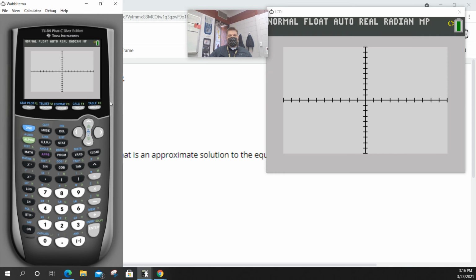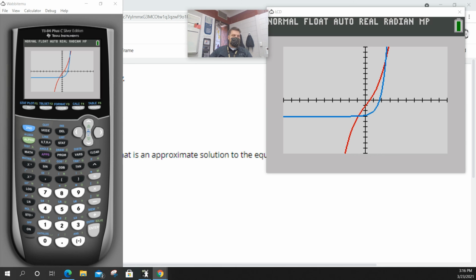I'm just going to graph this in a standard window to see if it crosses somewhere there. So you have a cubic, and it crosses in two places, and it says, using a table of values, what is an approximate solution? Okay, so there are some multiple choice answers.